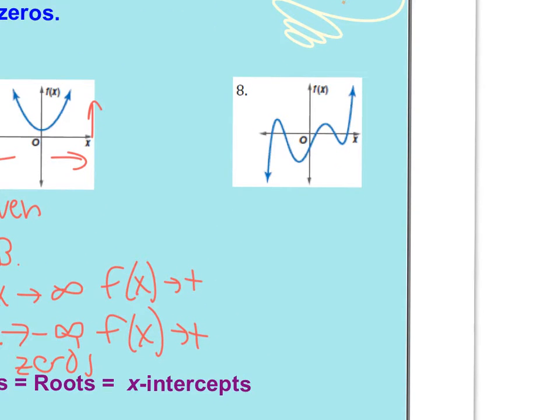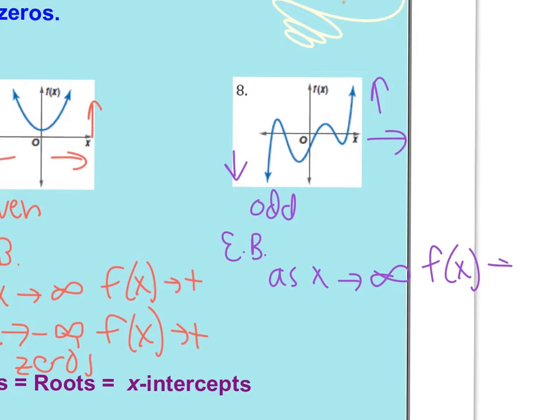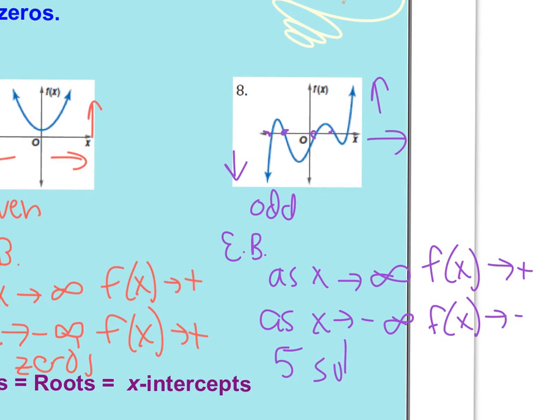All right, so for number 8, this one's going to be odd. I know that because this one goes this way, this one goes this way. All right, I know that end behavior, as x goes towards infinity, as x goes this way, the function is positive. As x goes towards negative infinity, f of x is going to be negative. Then I count 1, 2, 3, 4, 5 solutions, or 5 zeros.